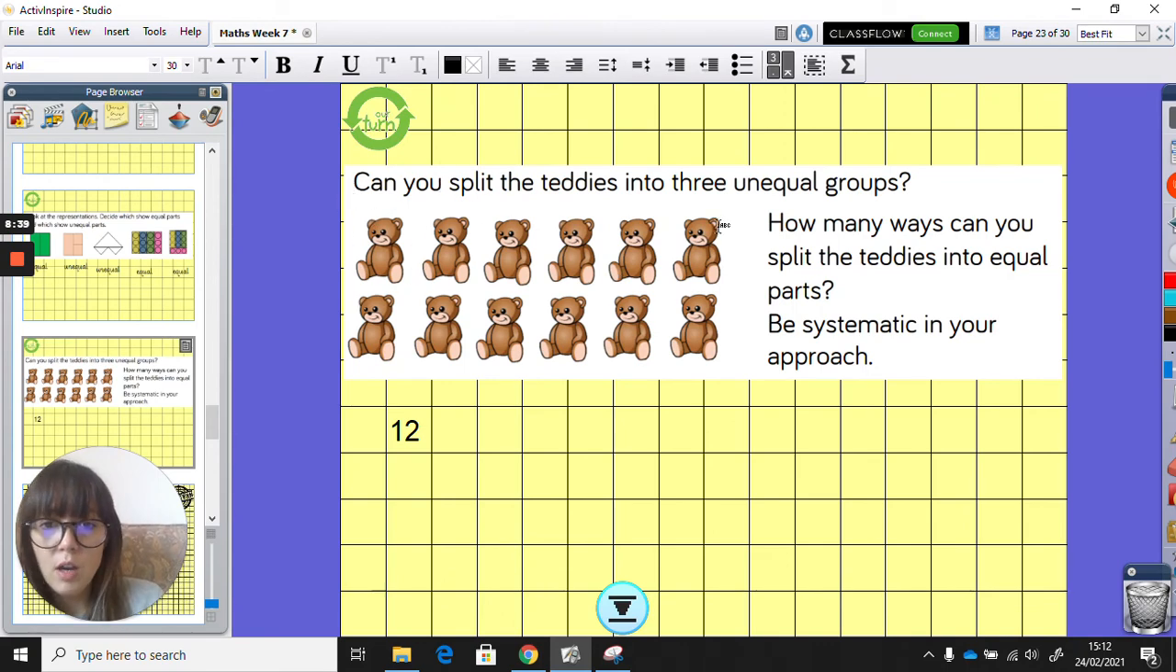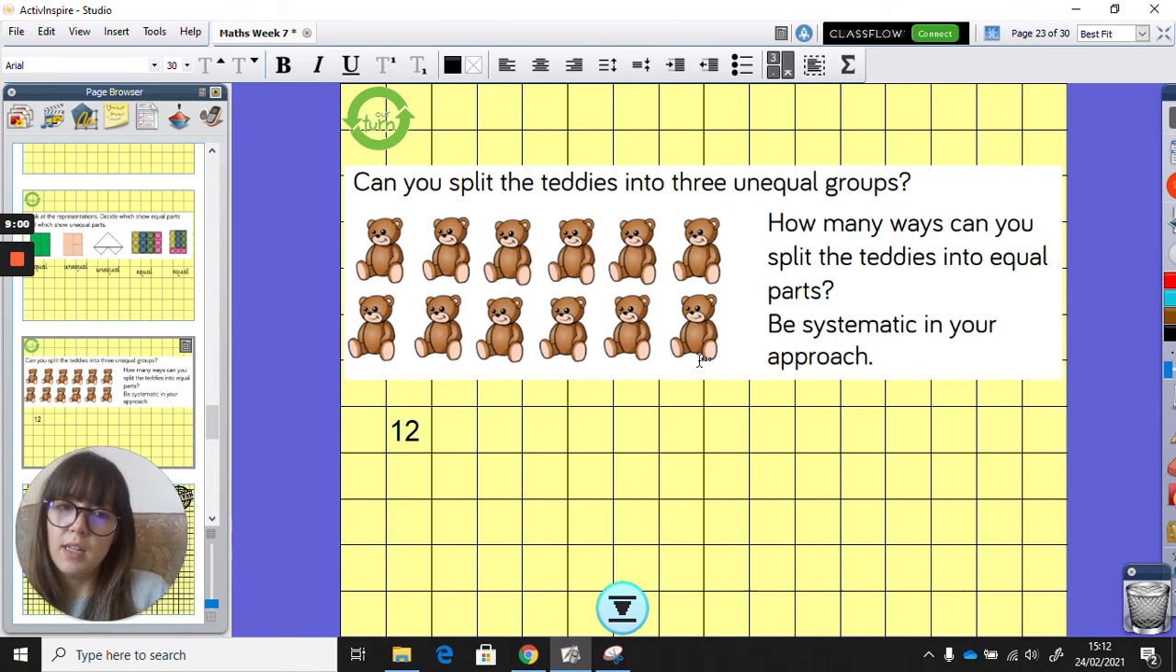Have one group of 1, one group of 5, and then one group of 6, for example, okay? As long as you've put a circle around all of the teddies, but the groups aren't the same, you've got it right. And you will only have 3 different circles. Now, let's go on to the next bit.